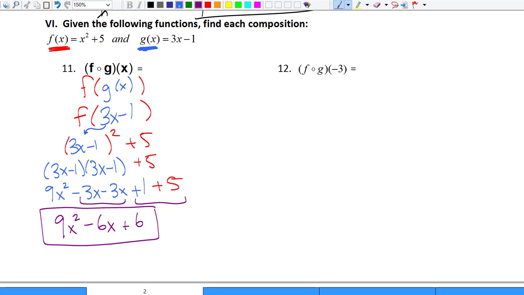So in this next problem we have f of g of negative 3. Notice I'm using the same f and g, but this time I'm trying to plug in a value, not just any x, which I think is harder. I'm just trying to plug in one value. There are two methods that I showed you how to do this. I don't remember which method I called 1 and 2 in the video, but here's one of the methods.